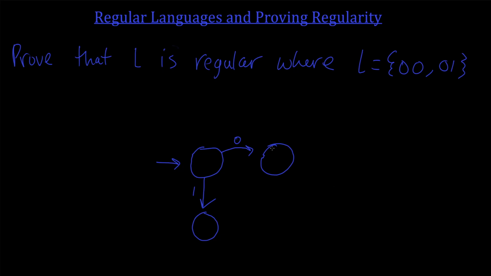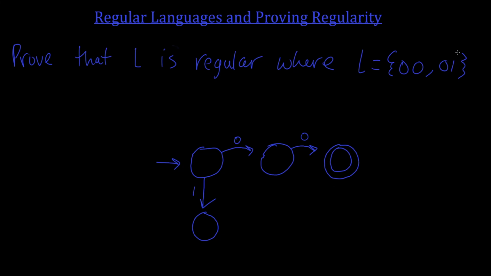So we've read in a 0. Now what happens when we read in another 0? Well, that's going to give us the string 0, 0. So we want to accept that. So let's draw an arrow on 0 to the accept state. Okay, so this DFA currently accepts the string 0, 0.